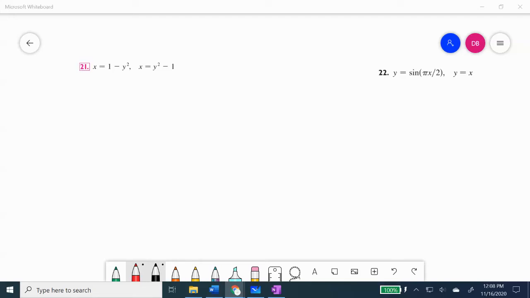Area. For homework number 11, problem number 21. If I go to sketch the graph of this function, when I go to graph 1 minus y squared, that is an x equals negative y squared with a vertex at the origin opening left, and it is then moved right 1 unit.